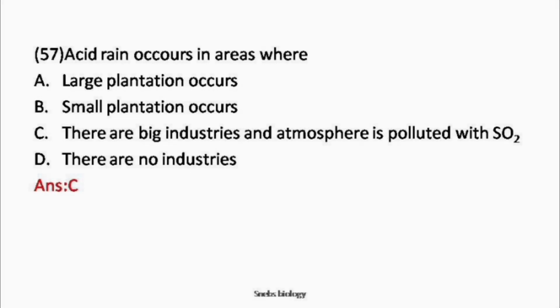Next, acid rain occurs in the areas where option A, large plantation occurs, option B, small plantation occurs, option C, there are big industries and atmosphere is polluted with sulfur dioxide, and option D, there are no industries. So, option C is the correct answer. There are big industries and atmosphere is polluted with sulfur dioxide. Those oxides react with water and precipitate in the form of acid rain.